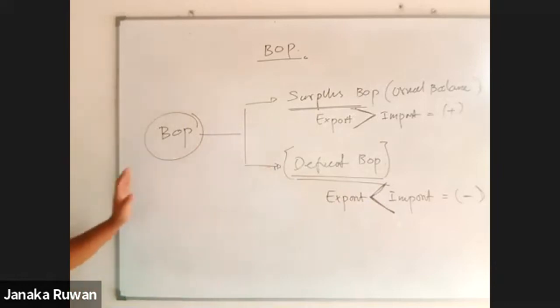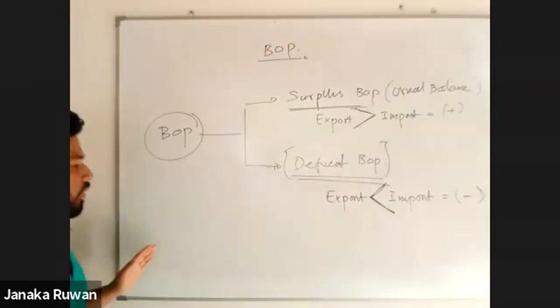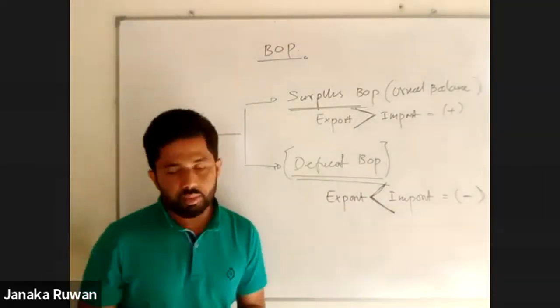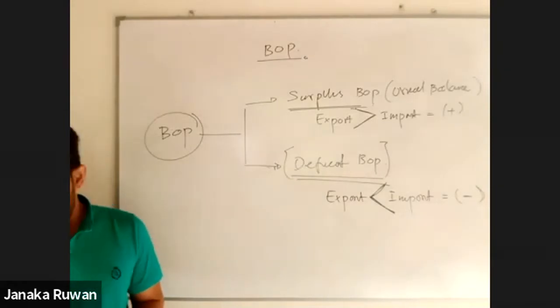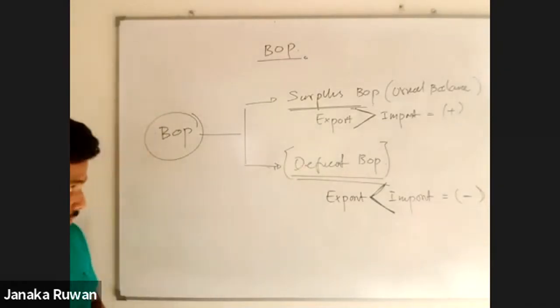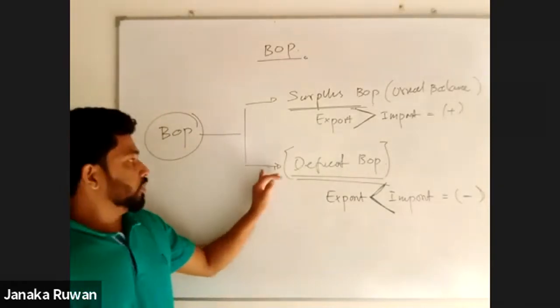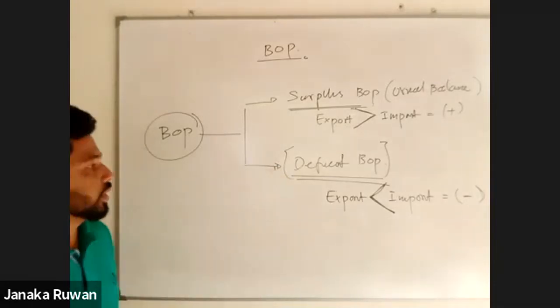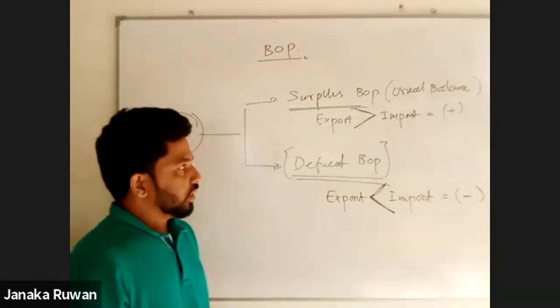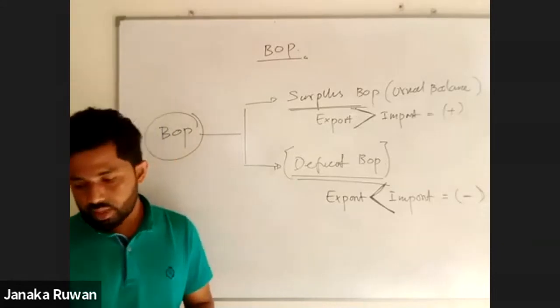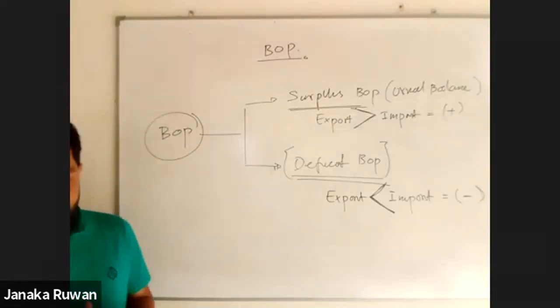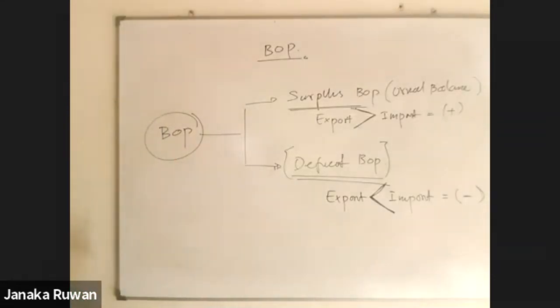So those are the two main components we are going to identify and finally record in the balance of payment. Then we have to identify what kind of components and factors will affect and create such a situation in the balance of payment. Okay, write it down as a paragraph.